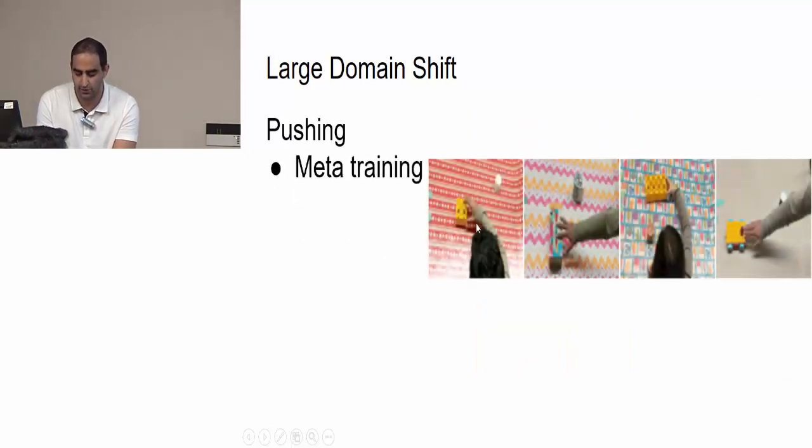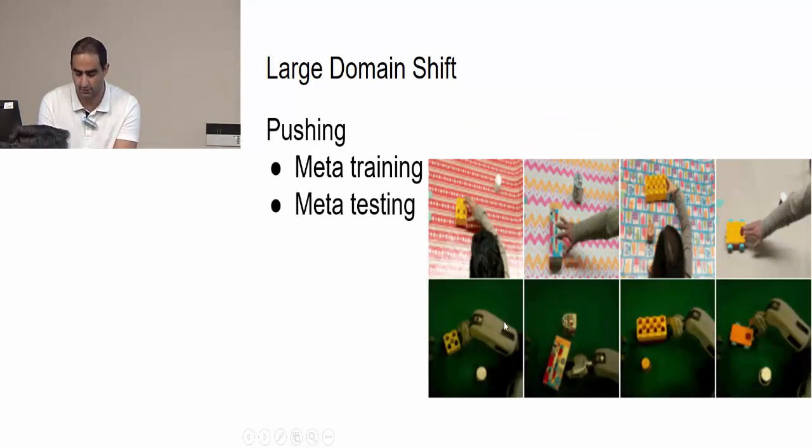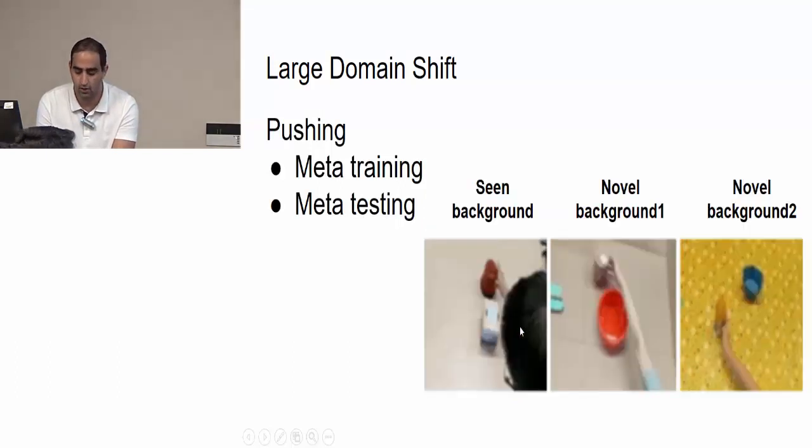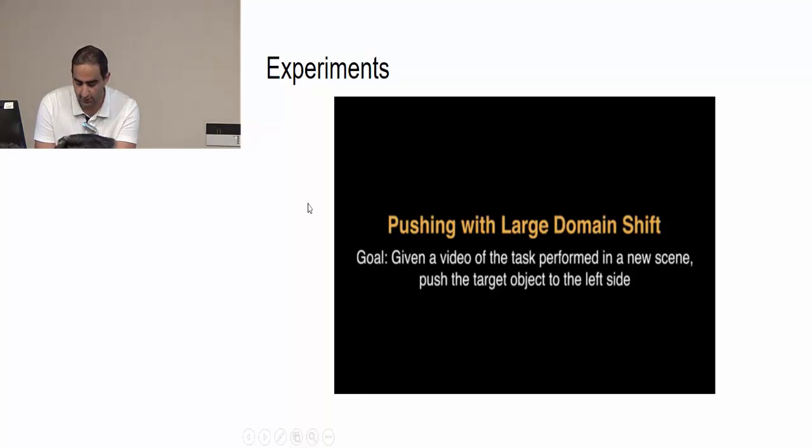And during the training, the human just performed the task on different table textures from different perspective, and during the test, the robot should perform the task on the green table. And also during the test, they used 3 different backgrounds. One of them was seen during the training. 2 other novel backgrounds were never seen during the training. And this is their experiment with this large domain shift.